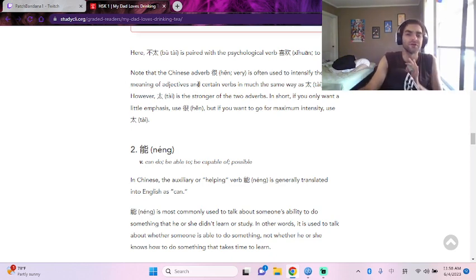Note that the Chinese verb 很, very, is often used to intensify the meaning of adjectives and certain verbs in much the same way as 太. However, 太 is the stronger of the two adverbs. In short, if you only want a little emphasis, use 很. But if you want to go for maximum intensity, use 太.